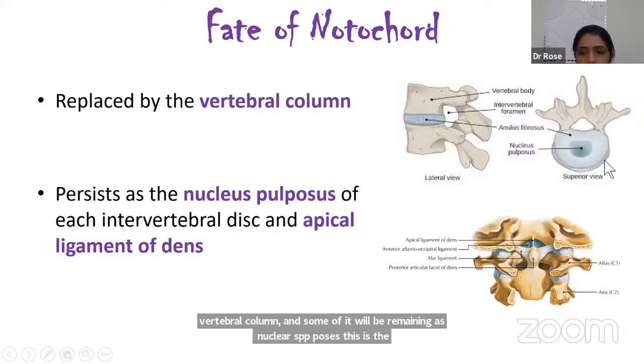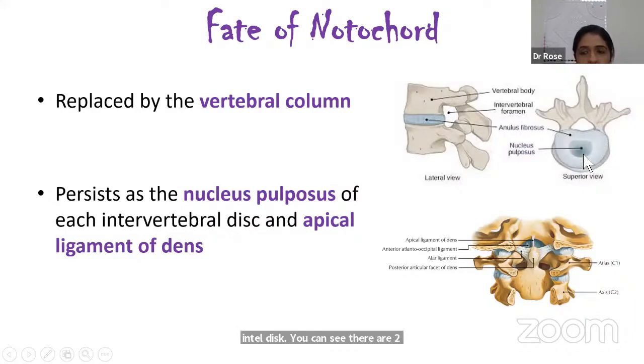You can see there are two parts. The outer part you call the annulus fibrosus and the inner part you call the nucleus pulposus. This is actually the remnant of the notochord, and it also forms the apical ligament of the dens. So these are the two remnants of the notochord.